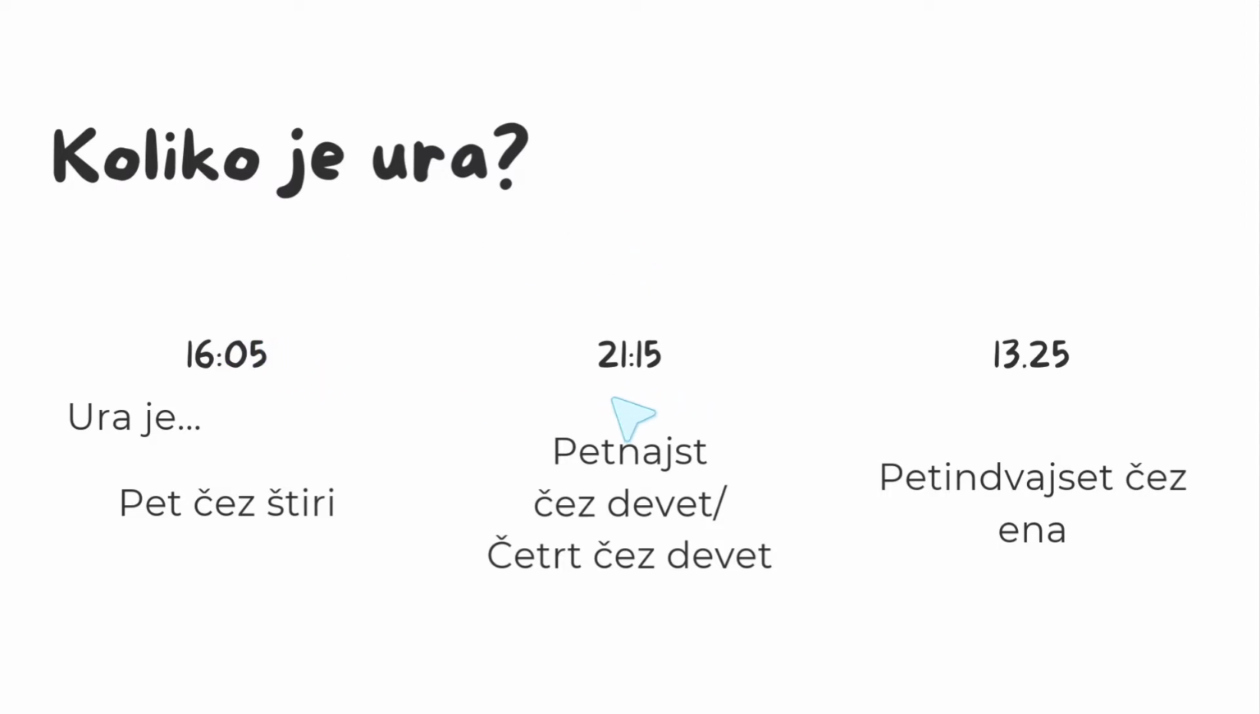Okay. If it's 9:15 and somebody asks you koliko je ura, you will say ura je 15 čas 9. But you can also say četrt čas 9. Četrt means 1/4. So četrt čas 9 means 1/4 past 9. If it's 1:25, we say 25 čas 1. Again, we first say how many minutes passed, then we say čas, and then we say the time. So in that order.